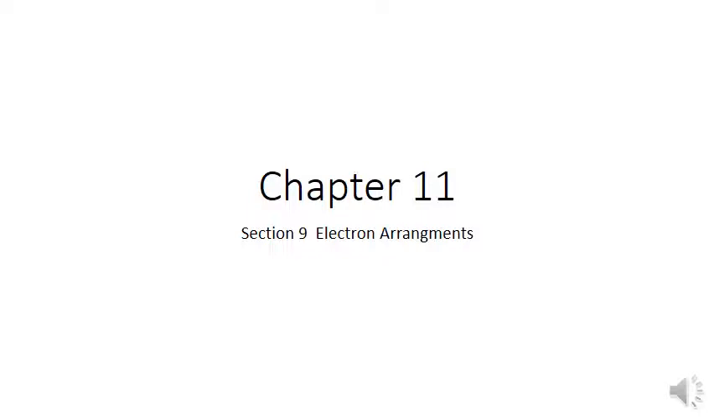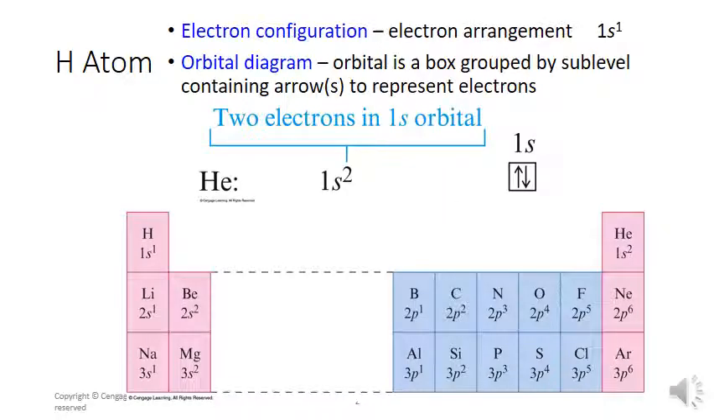Okay, looking at section 9 for the chapter. One of the things that we need to try to remember is that when we're looking at this, we're talking about electron configurations. Number one, the s orbital is always going to be filled first because it's the one closest to the nucleus.